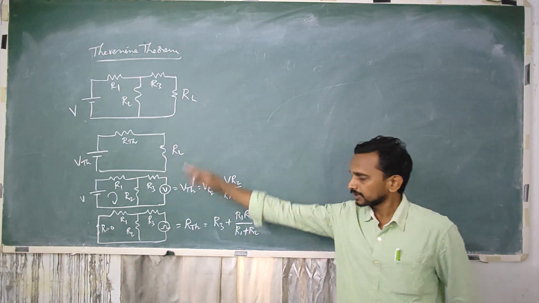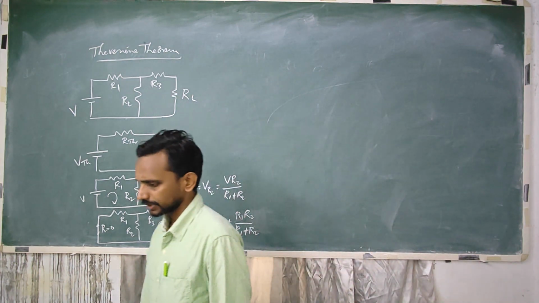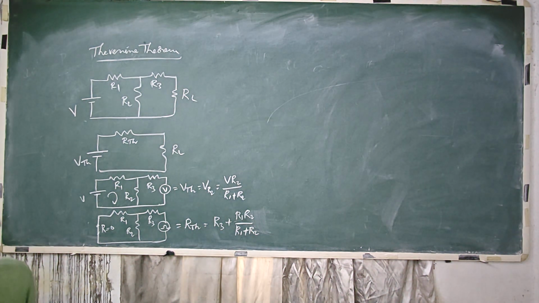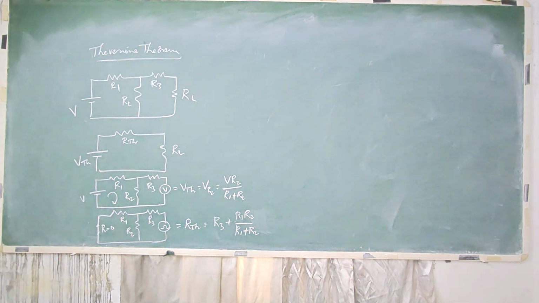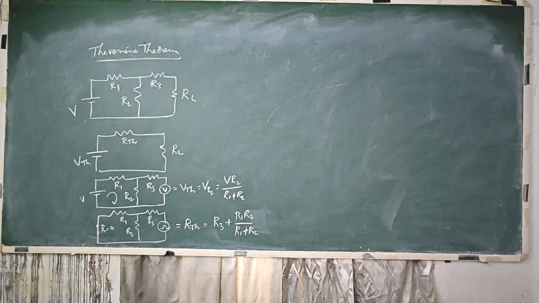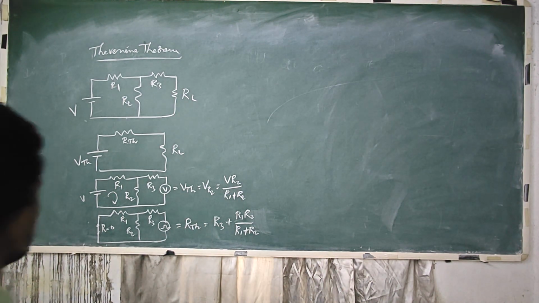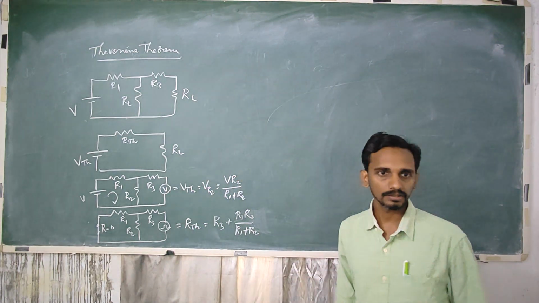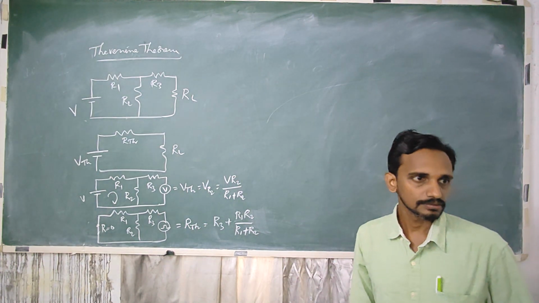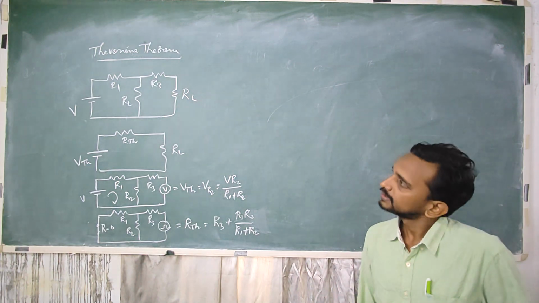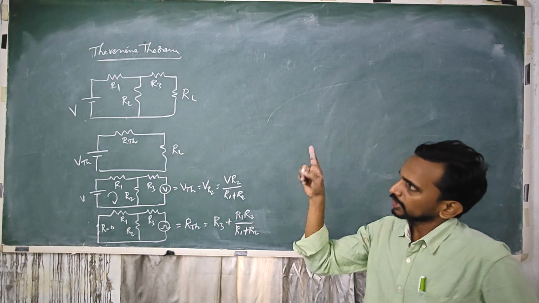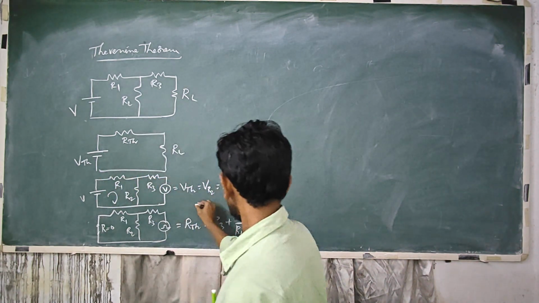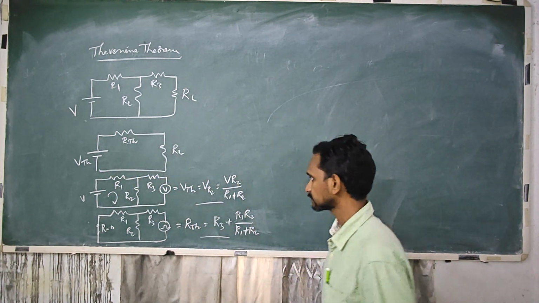So we have to construct all these 4 circuits and verify Thevenin's theorem. To repeat the experiment, which one should we take as a variable? R1, R2, R3, RL and V. And these are the equations involved.